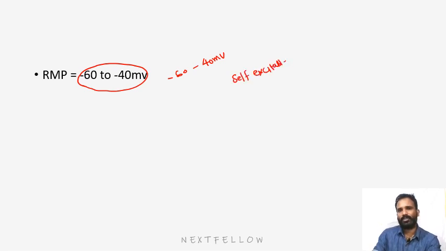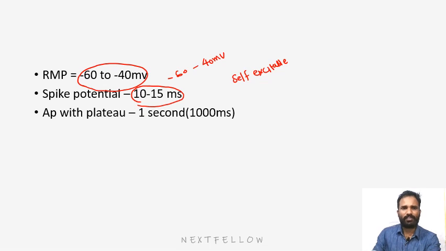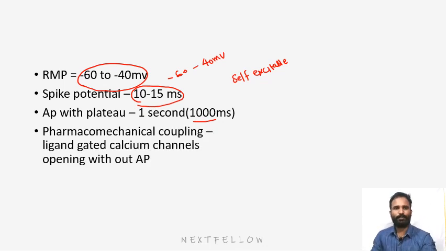The resting membrane potential of smooth muscle is unstable. It varies from -60 to -40 millivolts. So it is unstable, meaning it is self-excitable. It goes towards the threshold, and with a slight stimulus it will shoot up. The duration of the spike potential will be 10 to 15 milliseconds, whereas the duration of the action potential with plateau is 1000 milliseconds. So the action potential duration is longer, up to 1 second in smooth muscle.